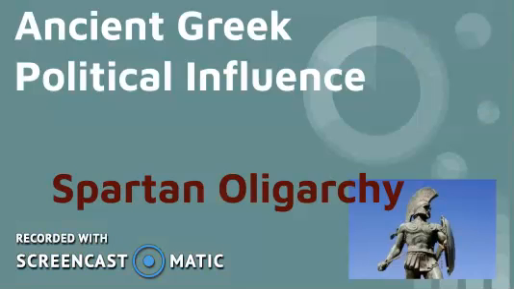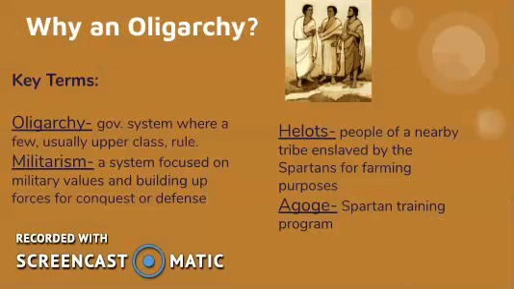So we'll move on to ancient Greek political influence. Spartan oligarchy. You have key terms again here. So why oligarchy? Oligarchy is a government system where a few, usually upper class, rule. The word underneath this, militarism, is a system focused on military values and building up forces for conquest or defense. So make sure you know that.